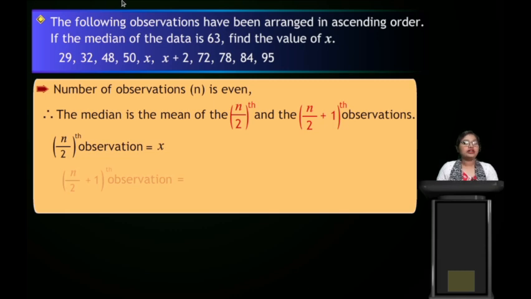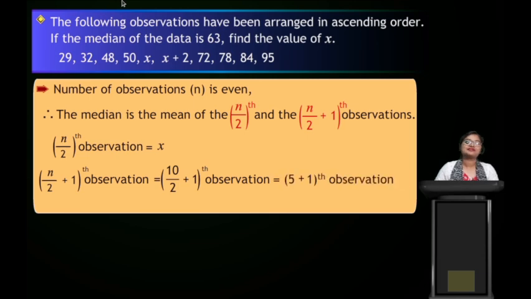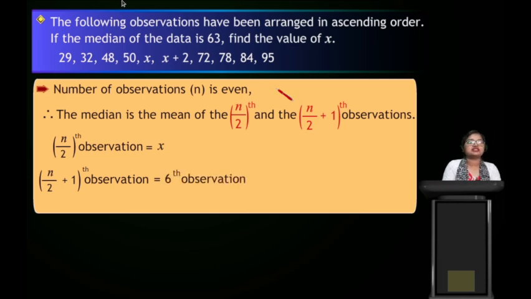Now we have to find out the n by 2 plus 1th observation. So what is meant by n by 2 here? It is 5, no? So the 5 plus 1th observation will be, yes, the 6th observation. So what is the value of the 6th observation in this data, children?